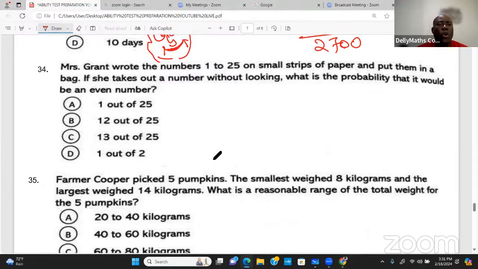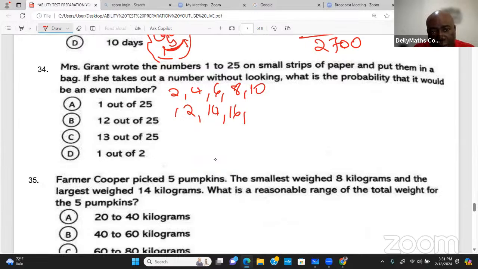All right. So if she takes out a number without looking, what is the probability that it would be an even number? So what you want to do here is to make sure that you know how many even numbers can I get between 1 to 25. I'm going to write them. So it could be 2, 4, 6, 8, 10, 12, 14, 16, 18, 20, 22, 24.